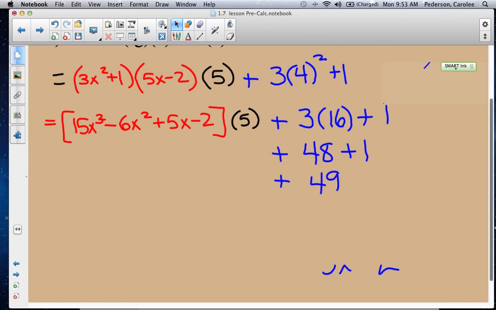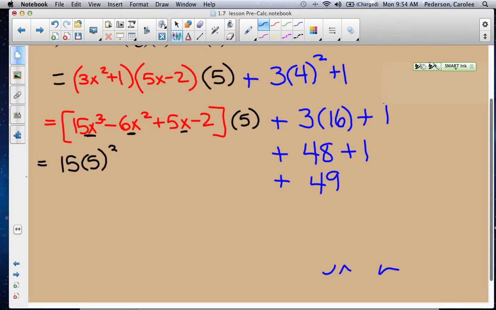What do we have to do with the red and the black? This should be 5, or evaluate with 5 being the x's. So we're going to plug in a 5 here, a 5 there, and a 5 there. And then you'll want to probably pull out your calculators.